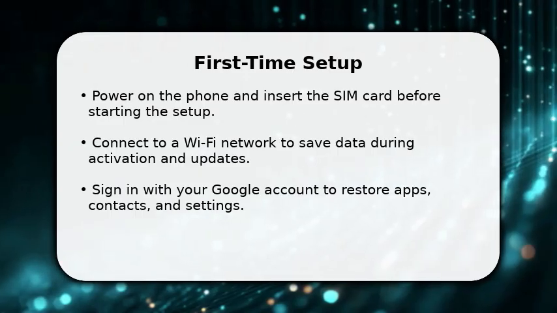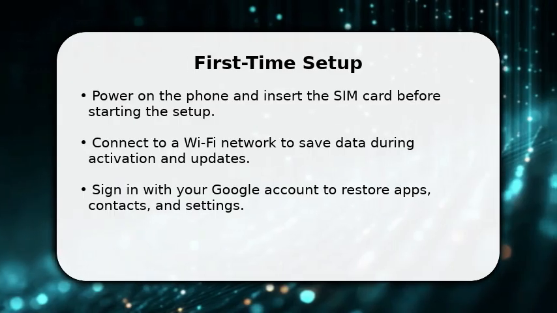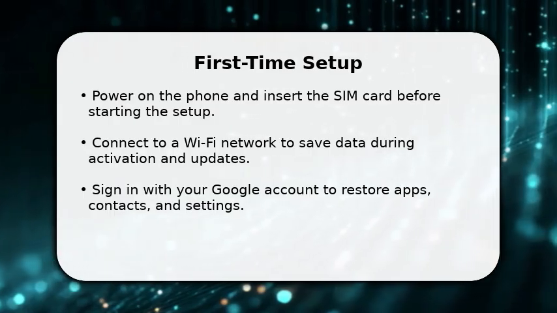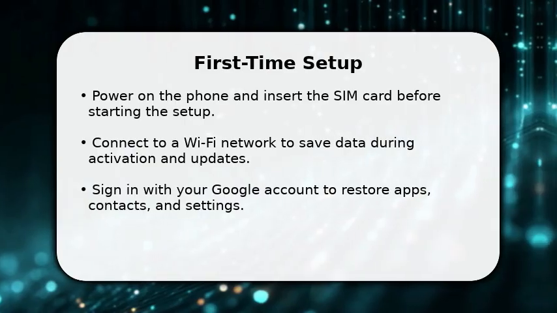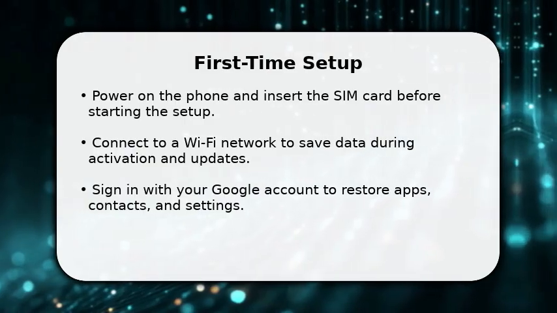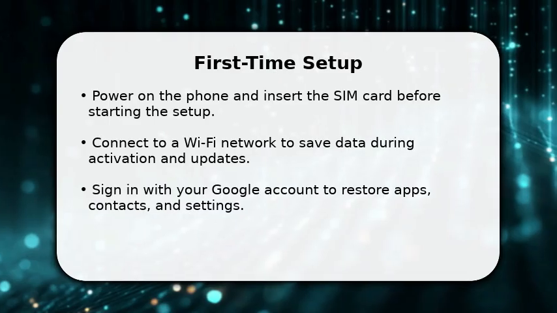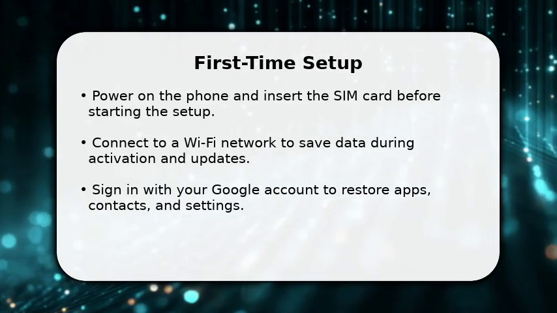Power on the phone and insert the SIM card before starting the setup. Follow the on-screen language and accessibility options to customize input. Connect to a Wi-Fi network to save mobile data during activation and system updates.